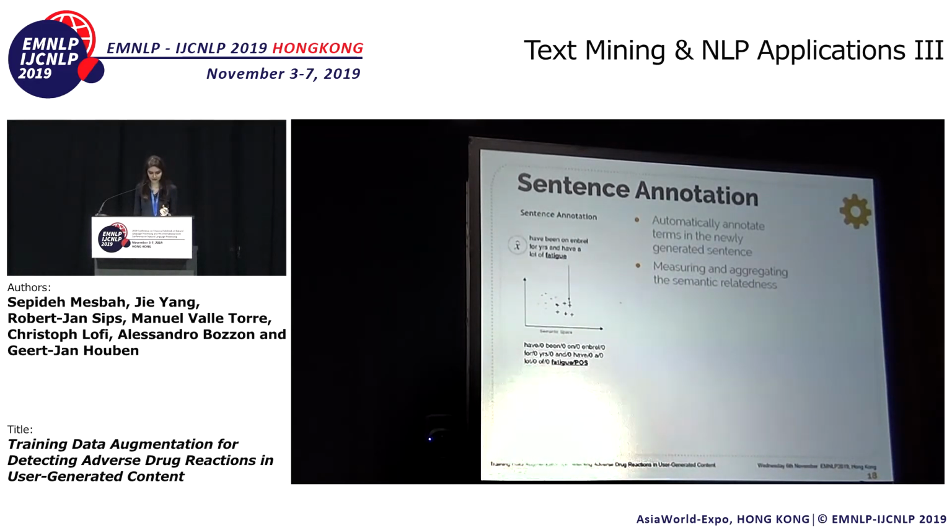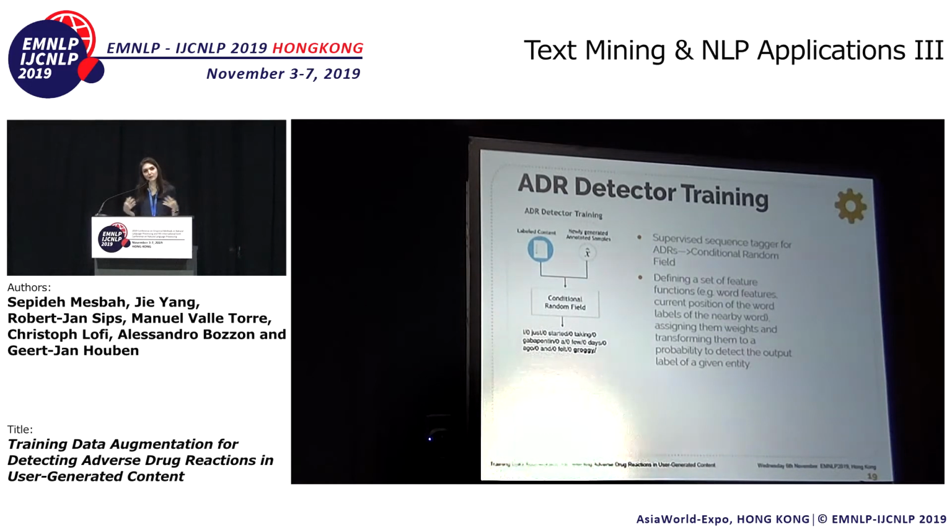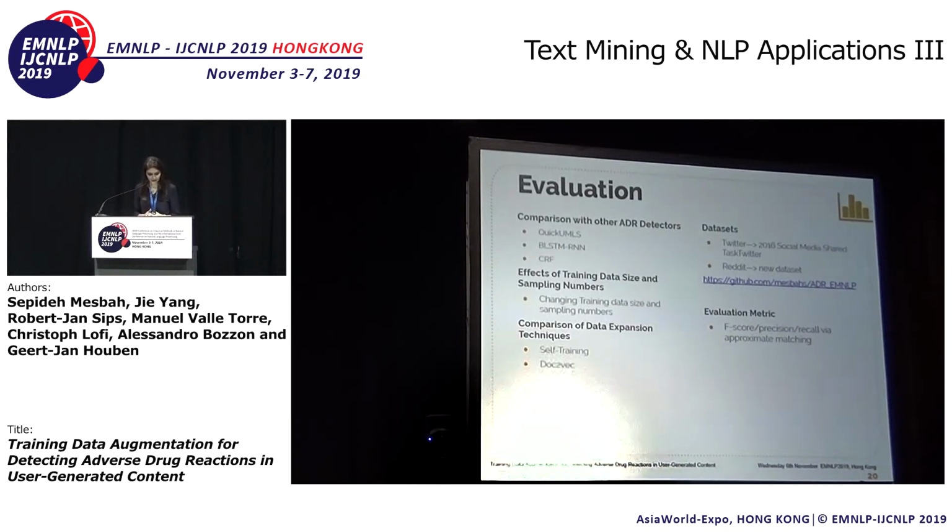After annotating the sentences automatically, now we can give them as input to any kind of sequence tagger. It's not a problem. It can be BLSTM, RNN, or CRF, or whatever. Here I just use a conditional random field, which is a popular sequence tagger for NLP tasks, which tries to define a set of feature functions and assigns them weights, and then transforms them into probability to detect the output label given an entity.